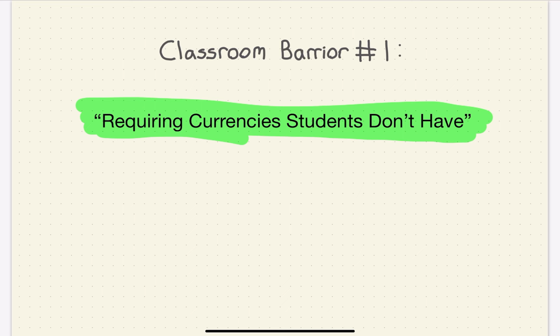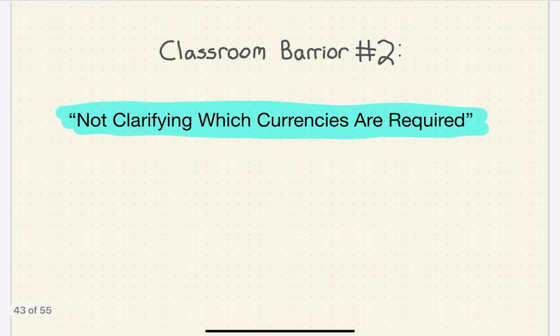That brings us to barrier number 2, not clarifying which currencies are required. So we probably know very well which skills or knowledge or behaviors each of our assignments and activities is calling for, but sometimes it's a mistake to assume that our students do as well. So during planning, this is one of those things that we can take a look at our assignments and our associated materials, and we can look for ways that we can make the requirements clearer.